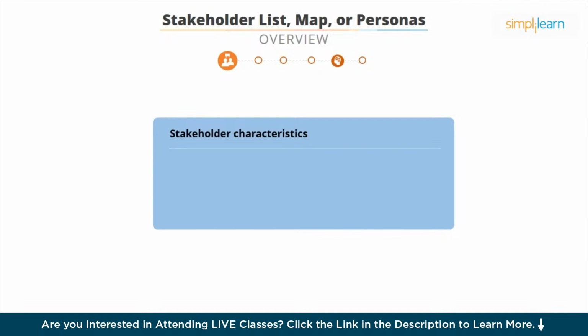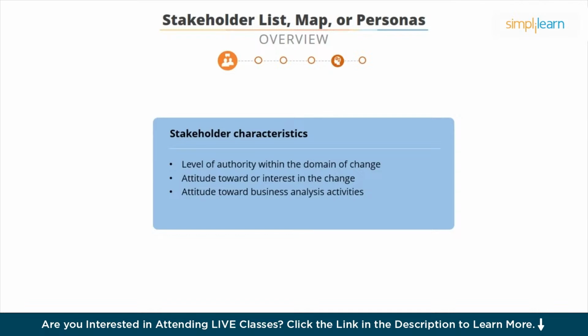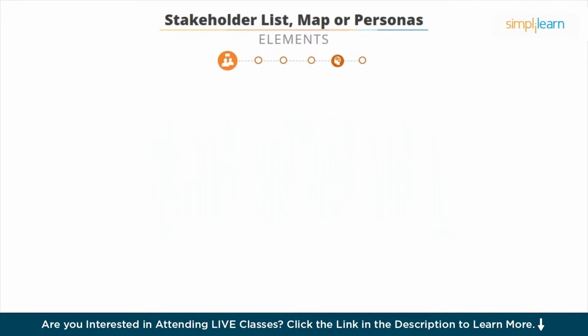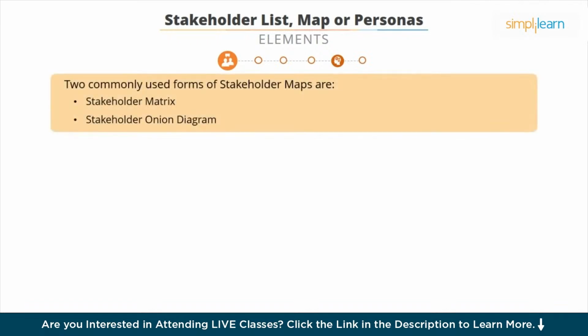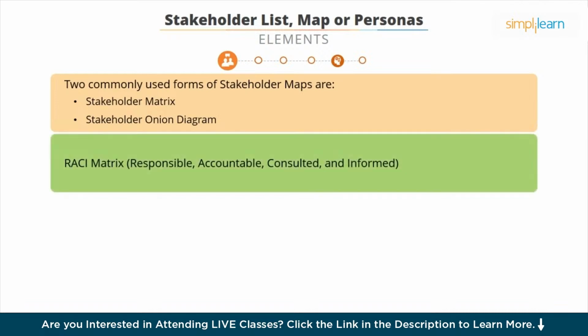They are level of authority within the domain of change, attitude toward or interest in the change, attitude toward the business analysis work, level of decision-making authority. 2 commonly used forms of stakeholder map are stakeholder matrix and stakeholder onion diagram. Stakeholder matrix maps the level of stakeholder influence against interest or impact. Stakeholder onion diagram indicates how stakeholder is involved with the solution. RACI matrix indicates the stakeholder responsibility on the initiative.